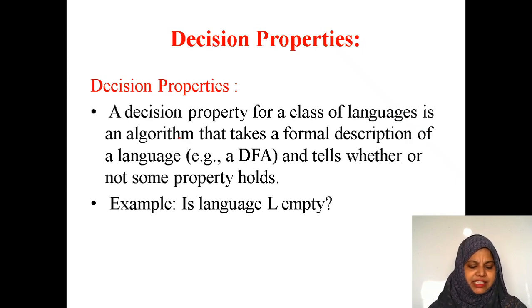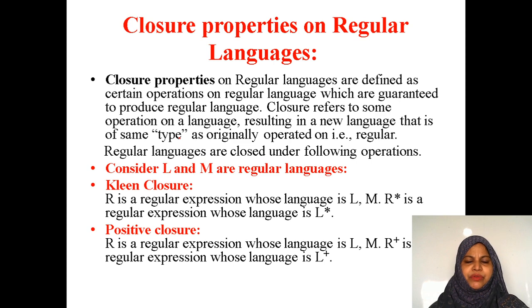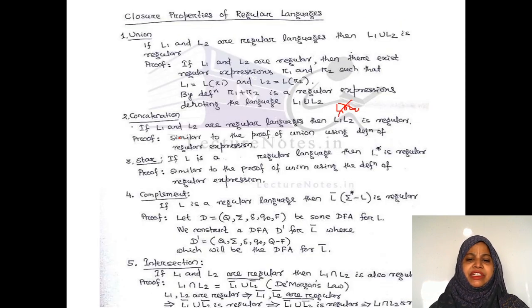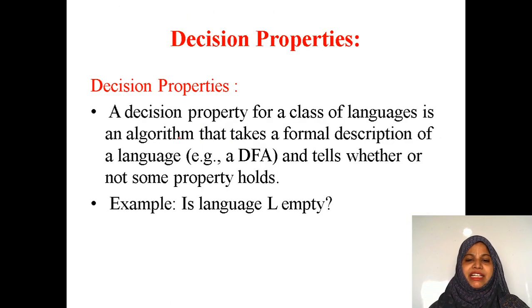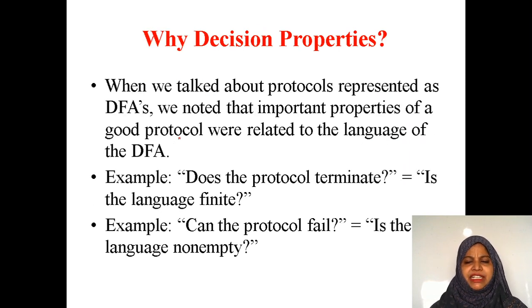By using the closure properties, we are not going to check whether the language is regular or not. In this case, by using the decision properties, we are checking whether the language is empty or not, or whether the language is finite or not, or whether the language is non-empty. We are checking whether that particular language is going to satisfy some set of properties or not.